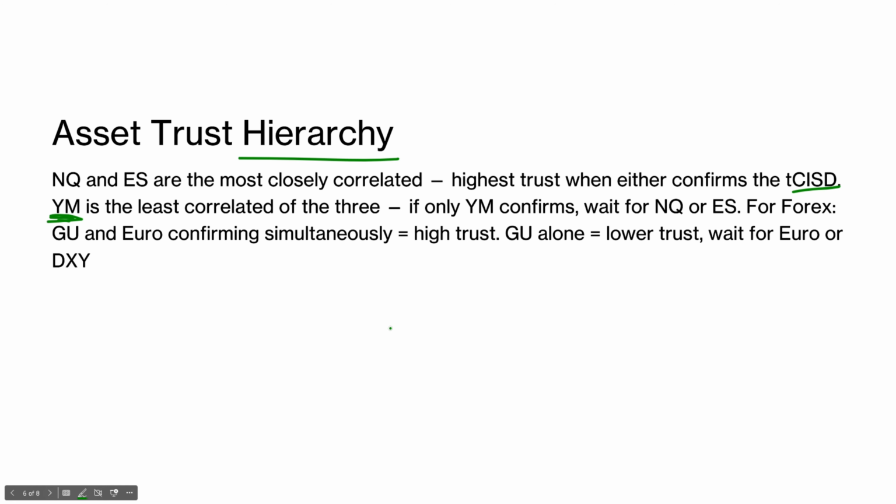Maybe on NQ and ES we're going lower, but on YM we're going higher. That also gives you a hint, an overview of how the market reacts. Maybe this will go lower and then both of these assets will go higher. That's an example, right? And for Forex, GU and Euro confirmed simultaneously equals high trust. GU alone equals lower trust, wait for Euro or dollar.